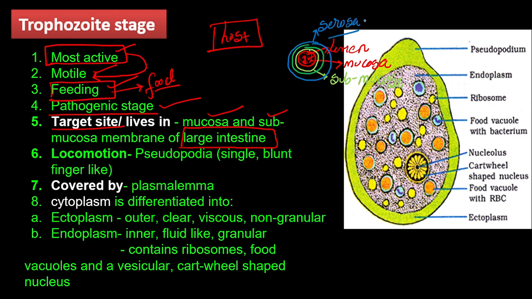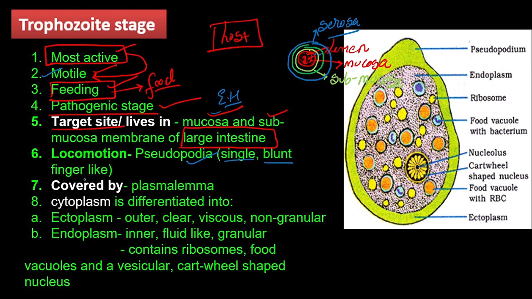Right? Now, target site is your mucosa. So that means your first and second layer, mucosa and submucosa, are your target site for Entamoeba histolytica. Right? Now locomotion, it is a motile stage. So how it is going to move? By using the pseudopodia.